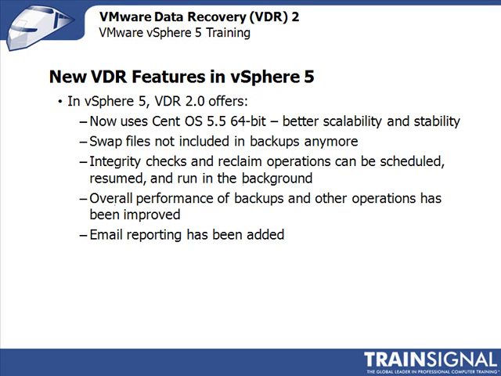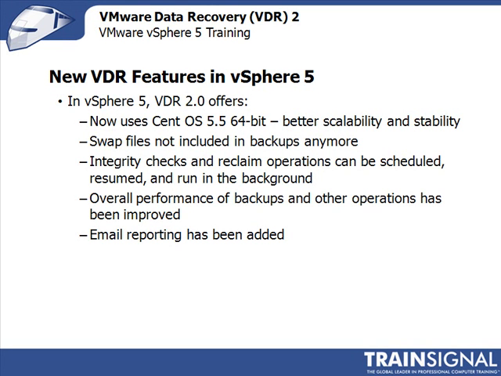Moving on to VDR version 2, new in vSphere 5, which I'll be demoing in this lesson. Now it uses CentOS 5.5, which is a 64-bit Linux-based operating system that's contained inside the virtual appliance when you deploy VDR. It provides you better scalability and better stability according to VMware. Also, swap files won't be included in your backups anymore, and this is going to save time both on backup and restore. VDR version 2 can perform integrity checks and reclaim operations on a schedule.